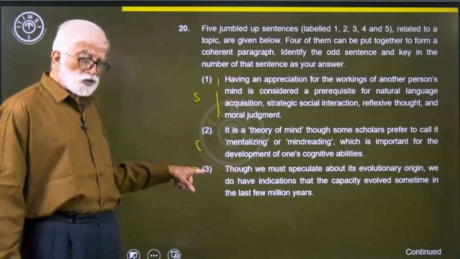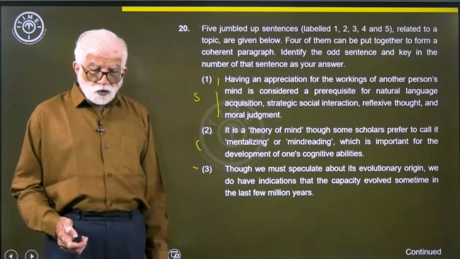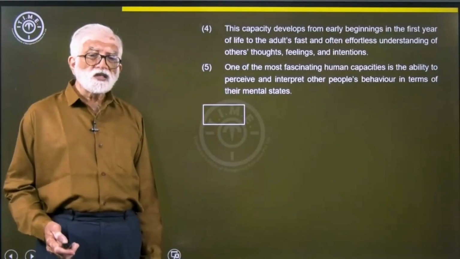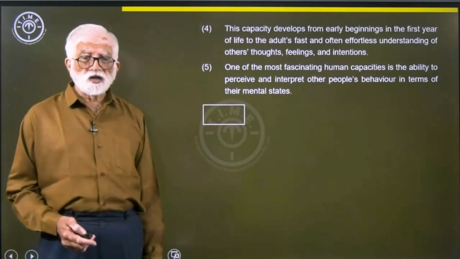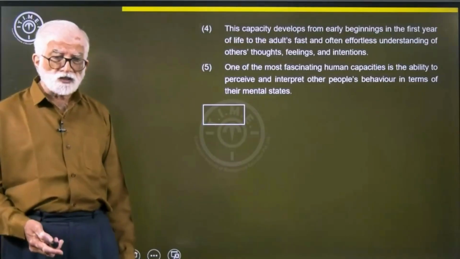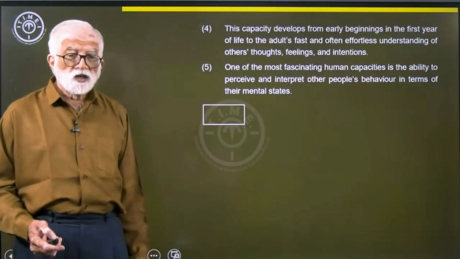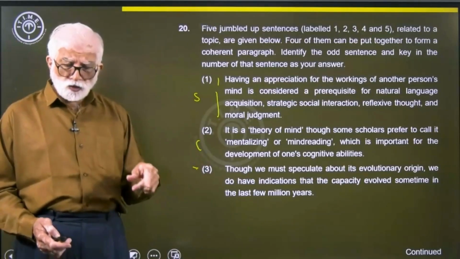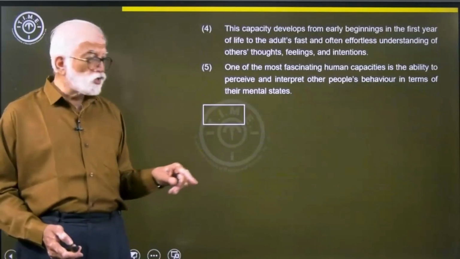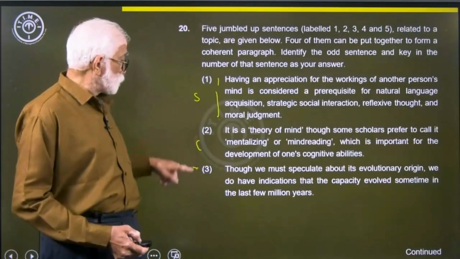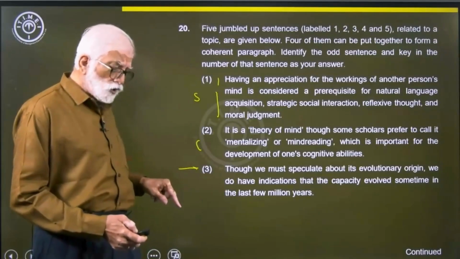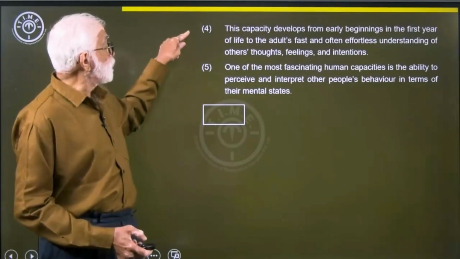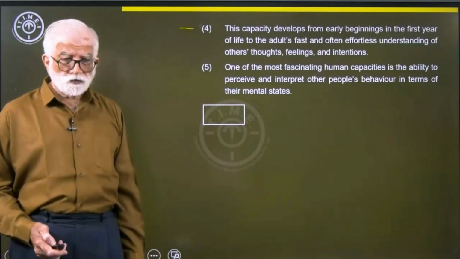I'm waiting for some connection to 3. 4 says, this capacity, which capacity? This capacity develops from early beginnings in the first year of life to the adult's fast and often effortless understanding of others' thoughts, feelings and intentions. Now, that means the capacity, this capacity. So, we know 3 and 4 are related. So let's mark them. 3 and 4 are related, so we can't leave either of them out.